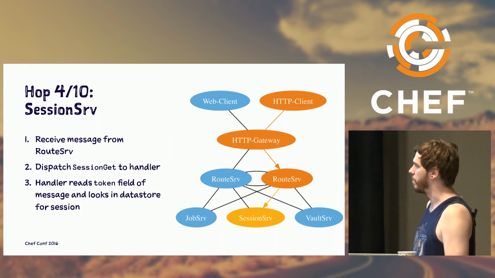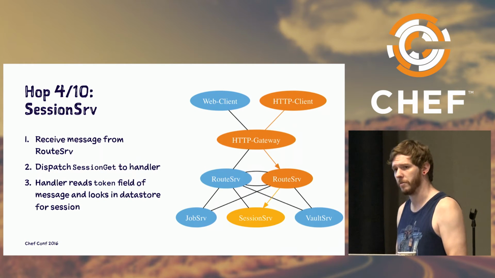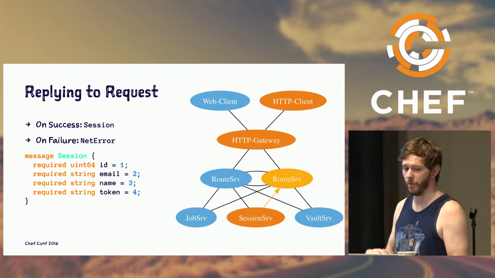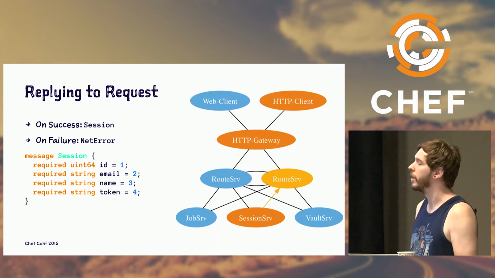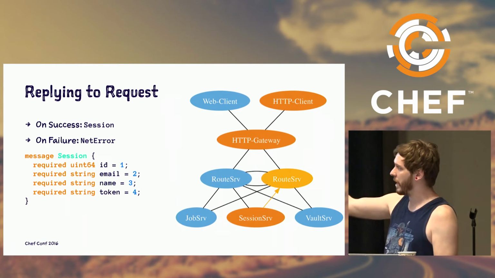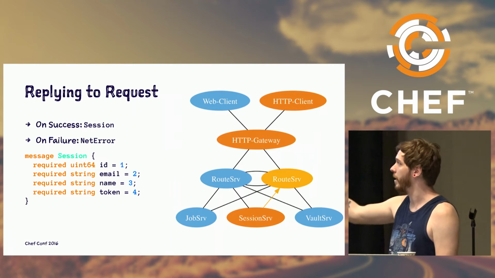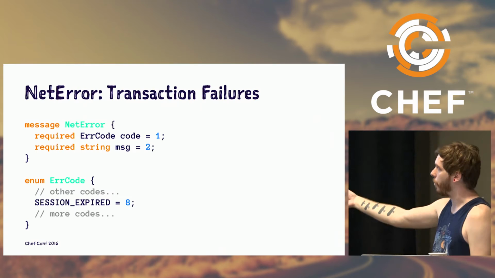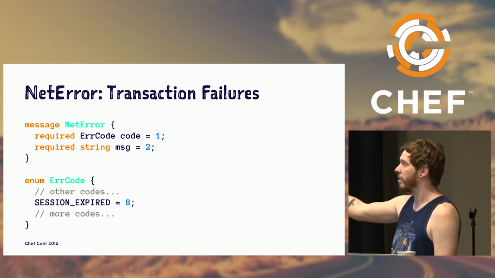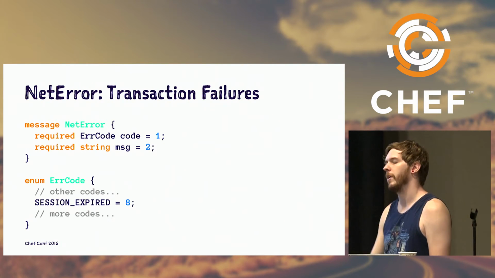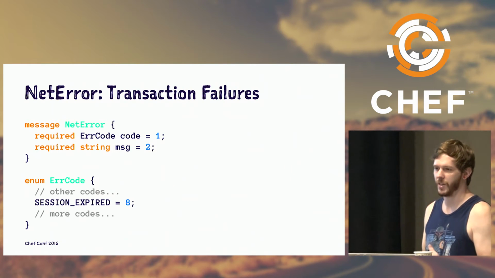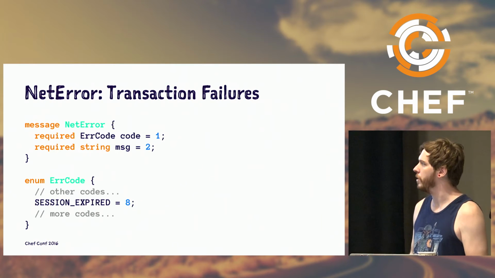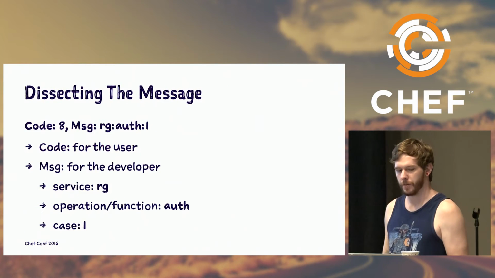So the handler reads the token, looks in the data store for the session. If you have one, it's going to say, here's your session, and if you don't have one, it's going to give you back a net error, and we'll talk about those in a second. That's basically what a session message looks like, and that would be in the session server.proto file. So when we reply, if it's an error, we return this thing called a net error. Net errors are a response to a transaction on a failure case, and they have two parts. One is the error code, and then the other is the error message.